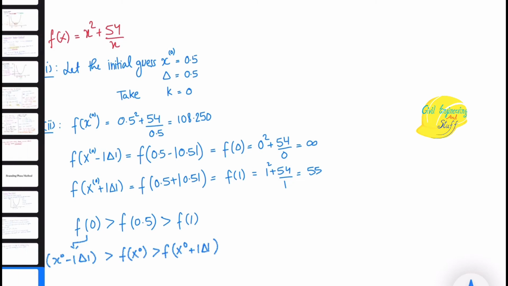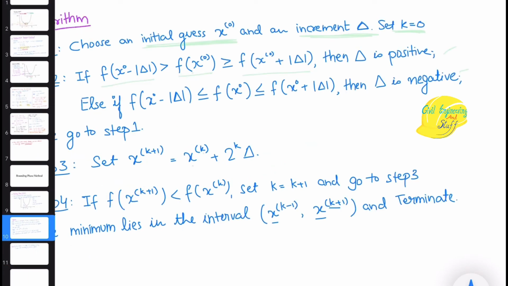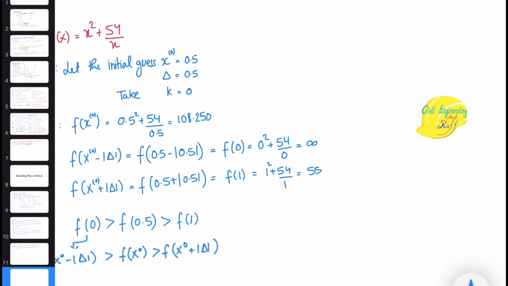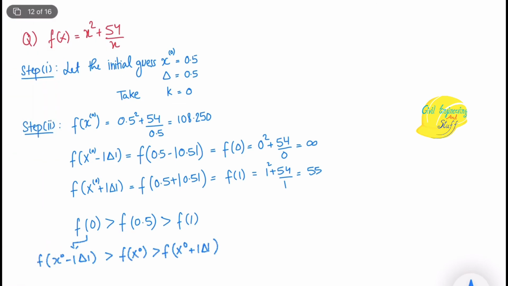And let's see which it is. Your f(x0) is less than f(x0 − delta), but it is greater than f(x0 + delta). So we say that our delta is positive. For delta positive, this is your step 2.